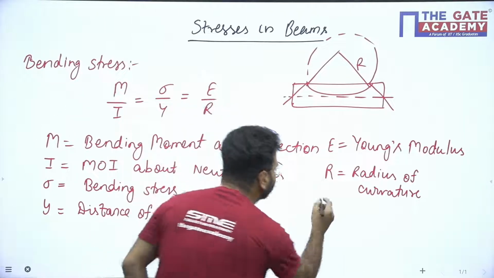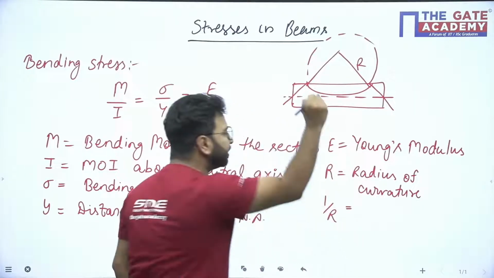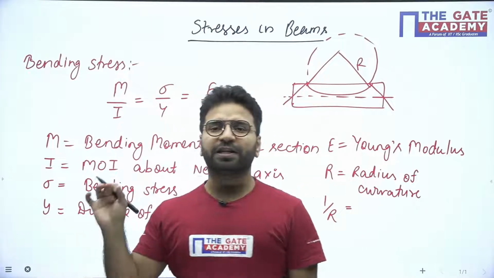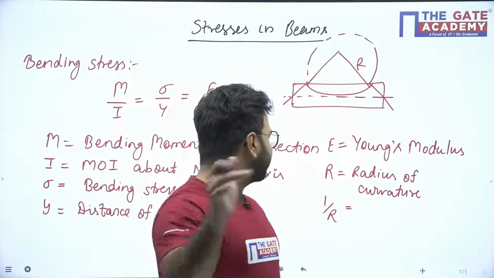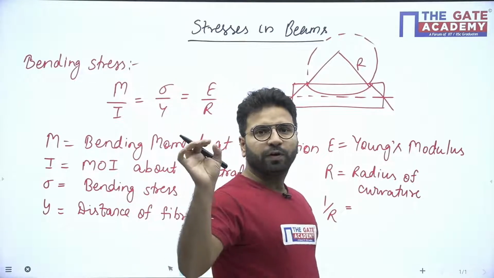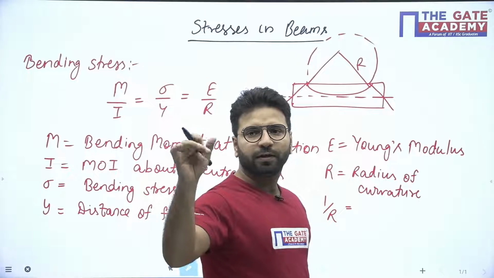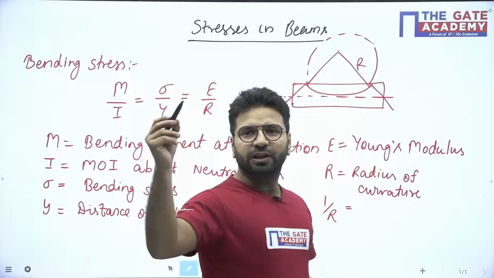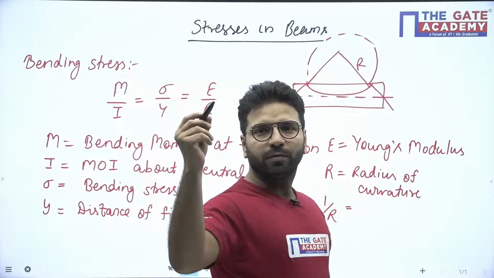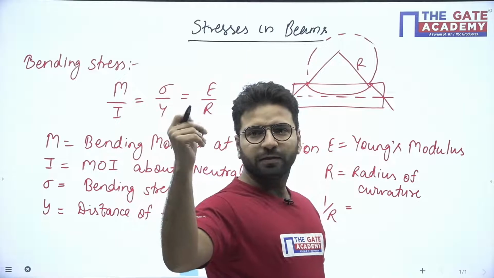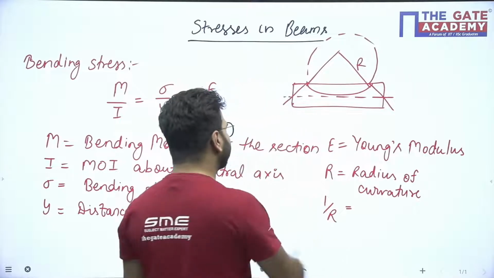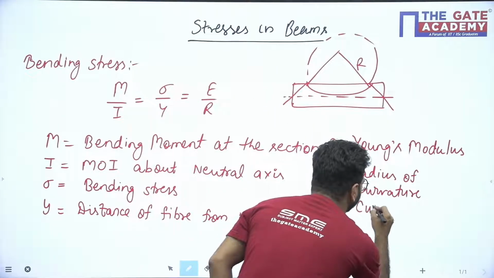One more thing, can anyone tell me what is 1 by r? R is the radius of curvature. What is 1 by r? Chetan, Jaswant, Mayank? Bhagyasri? 1 by r, very good, Mayank. 1 by r is known as curvature.